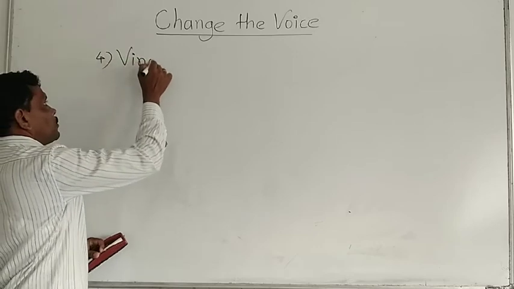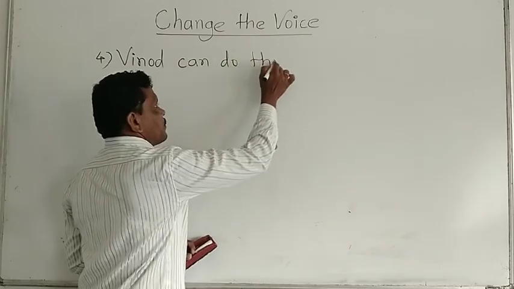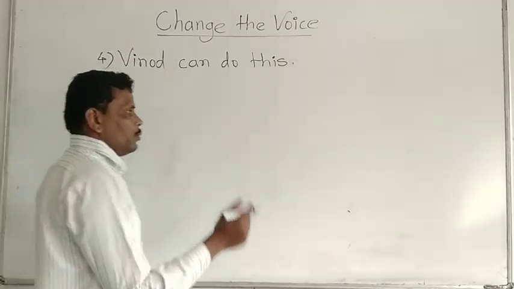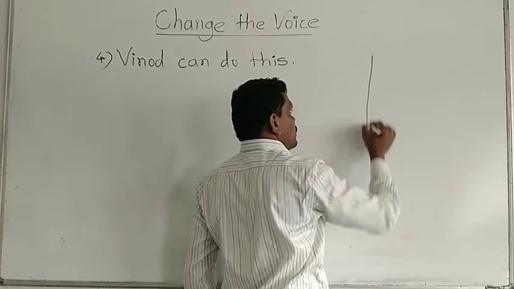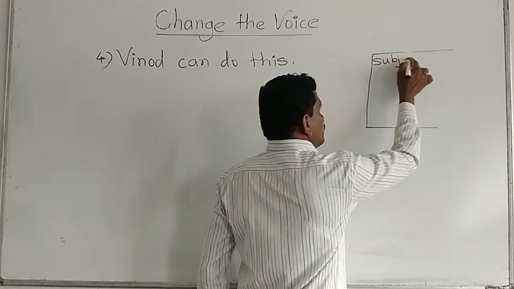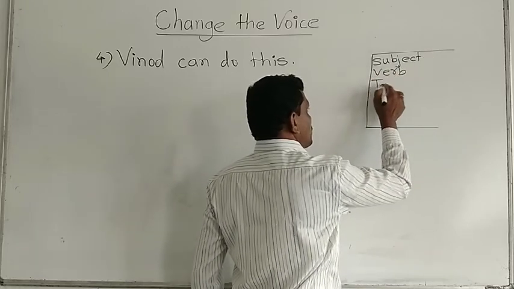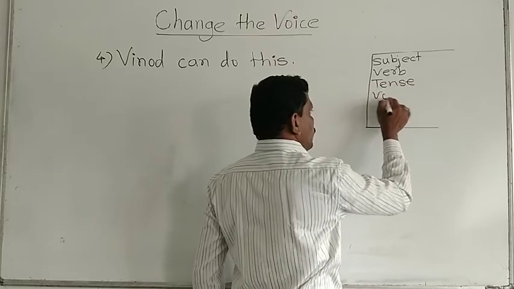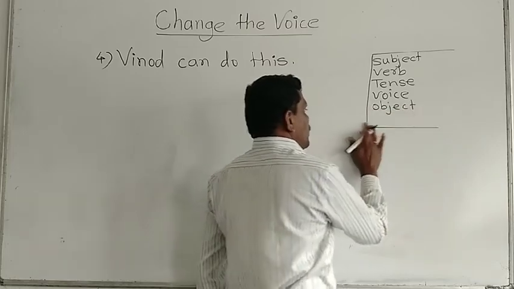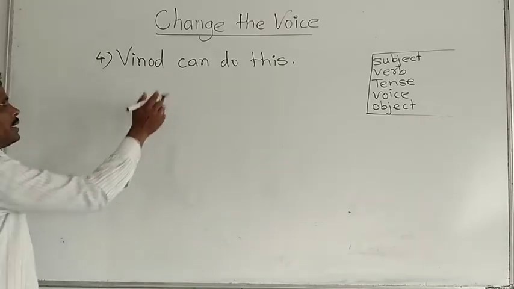Vinod can do this. This example is given: Vinod can do this. Now we have to find out, at first the subject, then the verb, then its tense, then the voice, and then the object. Now see here what is given. The example is given, Vinod can do this.